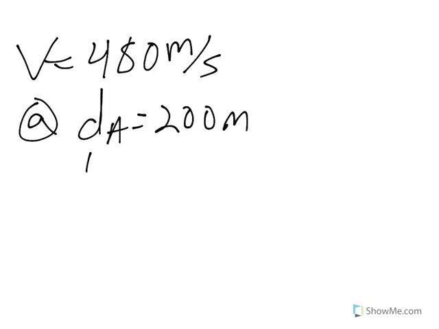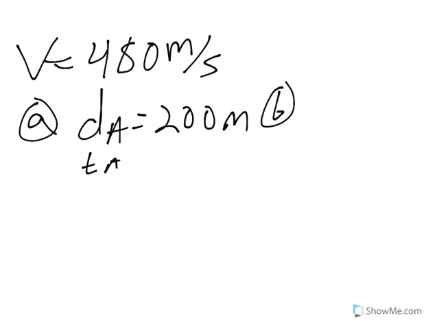A jet travels at 480 meters per second, so V is equal to 480 meters per second. You will notice there are two questions. Number one, how long does it take it to go 200 meters? So distance A is 200 meters, and we're looking for time A. For B, distance B is 9.4 kilometers.